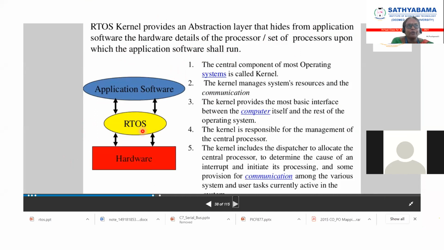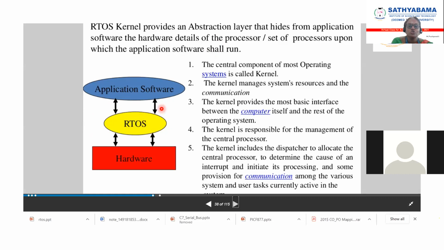So I told you that we have different open source RTOS, and they are used for different applications. For that, the central component of the operating system is called the kernel. The kernel will do all management, and it will do all communications also. It is mainly the basic interface between the computer and the rest of the operating system.